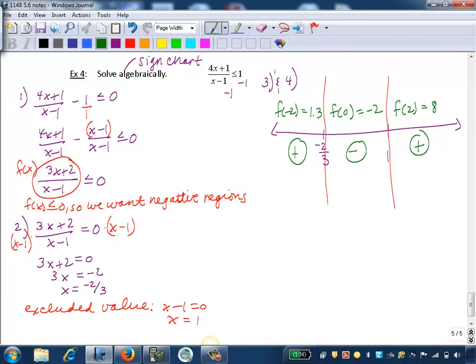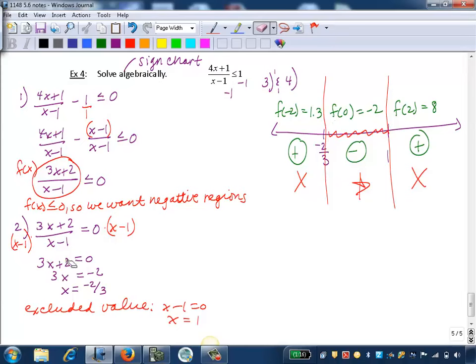Now, since it's a less than or equal to, the rearranged function here is less than or equal to 0, we want the negative regions. So we know that this is a no, this is a no, but this is our solution. So we want this region between negative 2/3 and 1. Now we have to think about the boundaries.